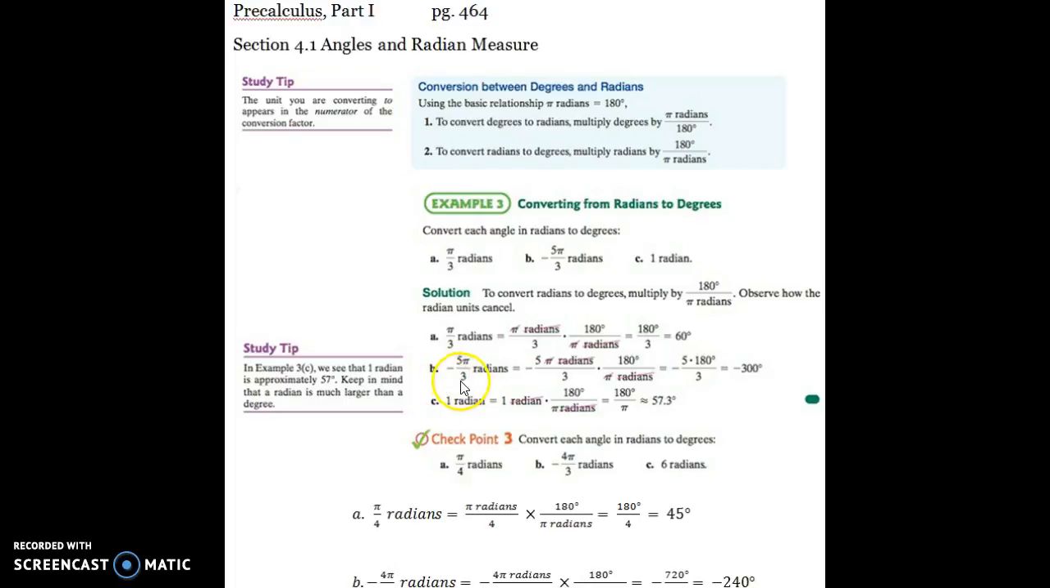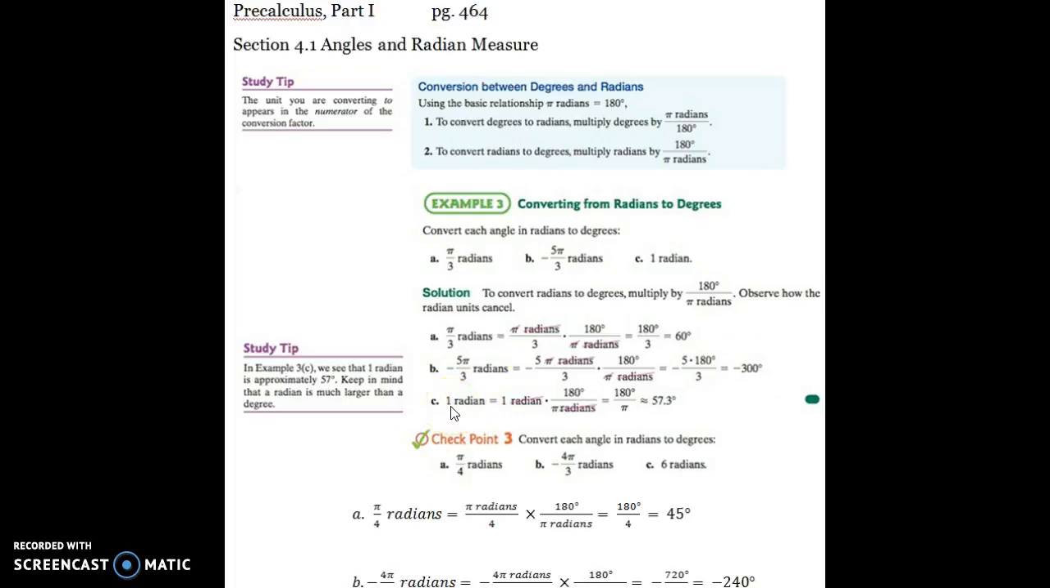Okay? Negative 5 pi over 3 radians, just because it's negative doesn't change anything. You're still doing negative 5 pi over 3 times 180 over pi, because again, we're looking for degrees. The pi radians go away, which leaves you with negative 5/3 times 180. 3 goes into 180, 60 times 5 is 300. So the negative just carried all the way through. So it's negative 300 degrees.